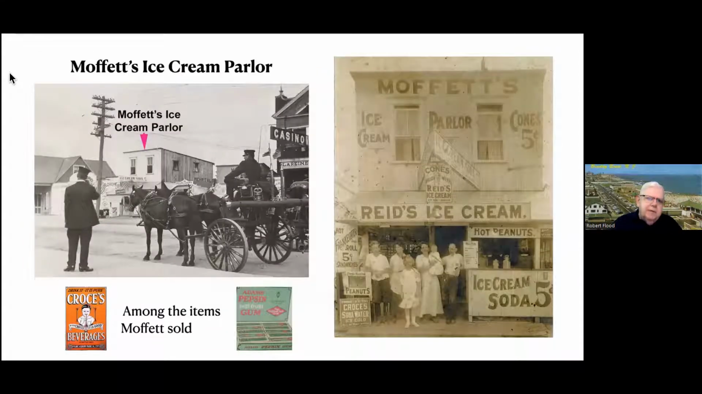Moffat's Ice Cream Parlor, as you see on the right, for 5 cents, you could buy an ice cream cone or get an ice cream soda, or get a hot Frankfurter on a roll. They sold locally made in Asbury Park Croce's beverages, and you could even get Tutti Frutti gum. The Adams variety was the most popular of the day.